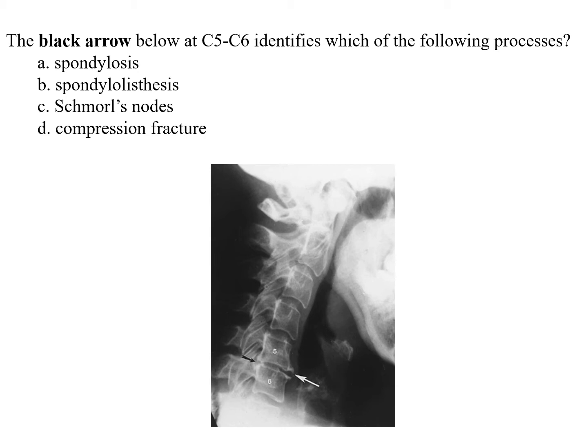This nodule or osteophyte is actually called a Schmorl's node, letter C. And a Schmorl's node is due to an extrusion of nuclear material of the disc, which then forms a nodule, which may cause neurological related pain.